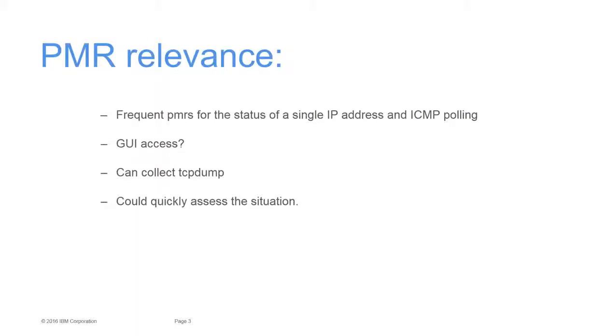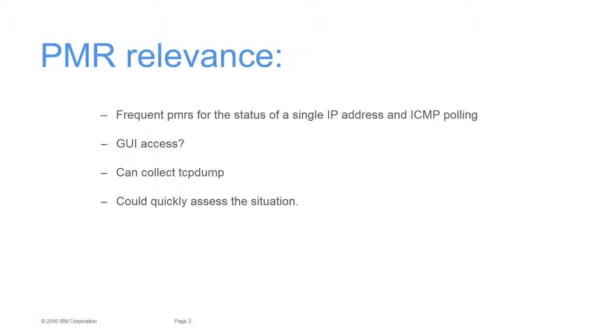Again, we get a lot of PMRs wanting to know the status of a single IP address for ICMP polling. And the scripts that we're talking about today are specific to ICMP polling, which means chassis ping or interface ping or end node ping, but something to do with ping, not SNMP. And the reason that the script would be a good idea for a lot of people to use is that maybe you don't have access to the GUI.